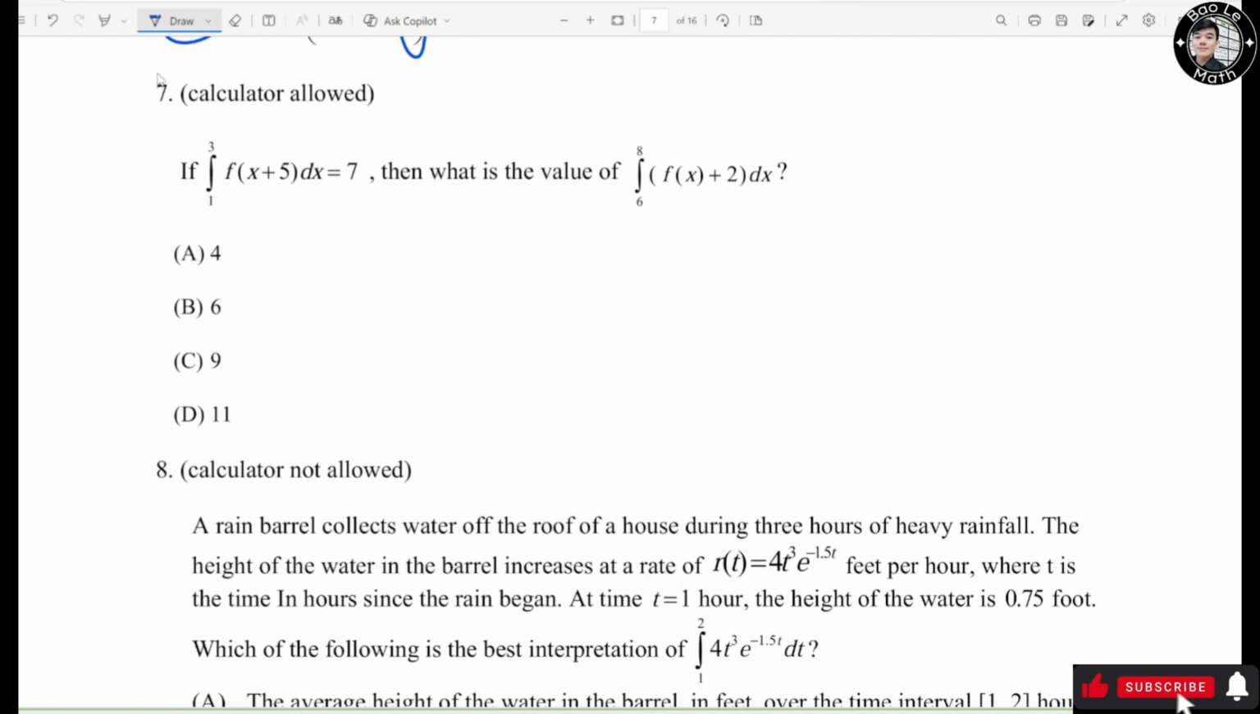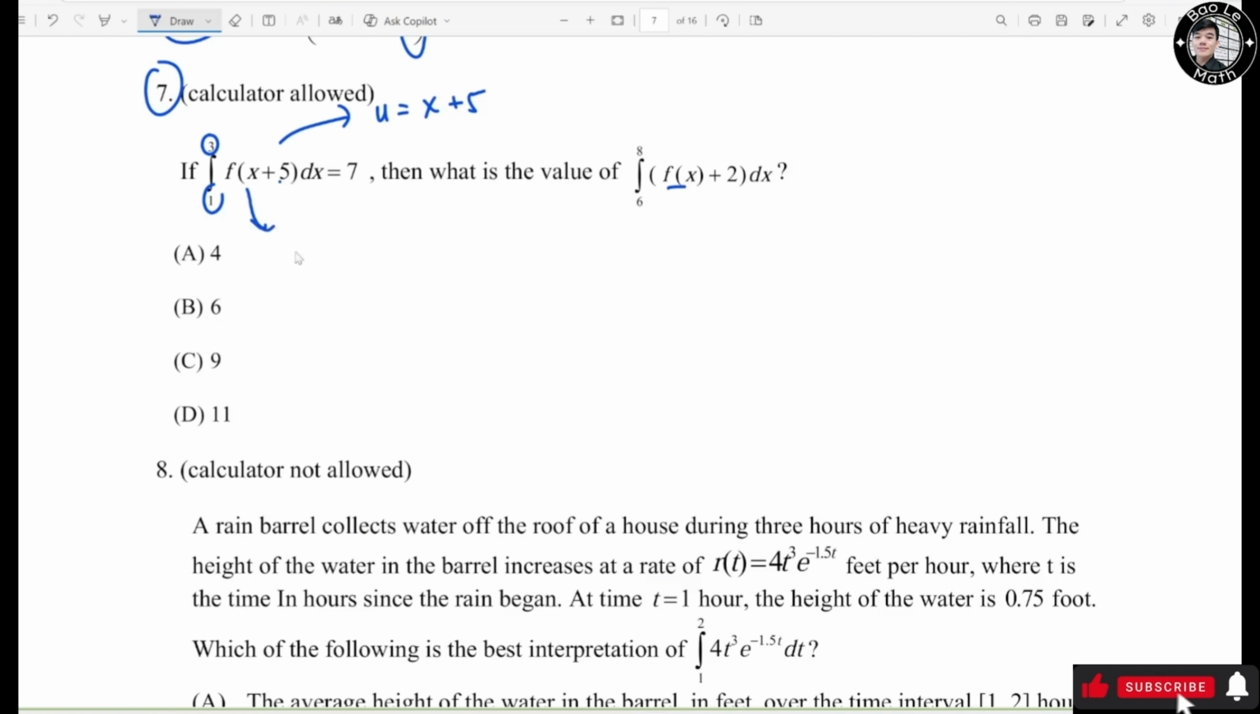Now let's move on to question 7. If the integral from 1 to 3 of f of s plus 5 dx equals 7, then what is the value of this guy? So first we need to find the integral from a to b of f of s, right? We have two different ways to do it. The first way, we can use u substitution, u equals s plus 5. The second one, we can do faster by adding 5 into this guy right here, and this guy goes back to f of s.